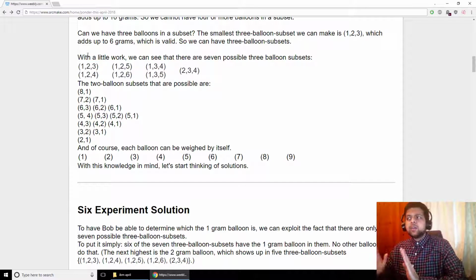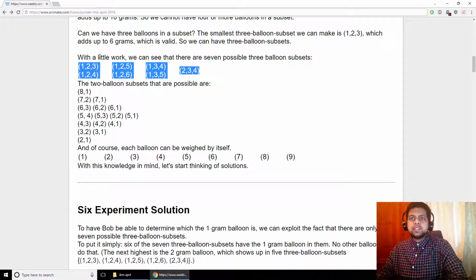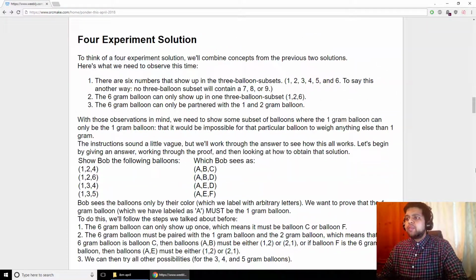To say this another way, you'll never see 7, 8, or 9 in a 3 balloon subset. Those balloons cannot exist in a 3 balloon subset. So we're going to take advantage of that. The other thing we want to take advantage of is that the 6th balloon can only show up in one of the 3 balloon subsets, which is 1, 2, 6.